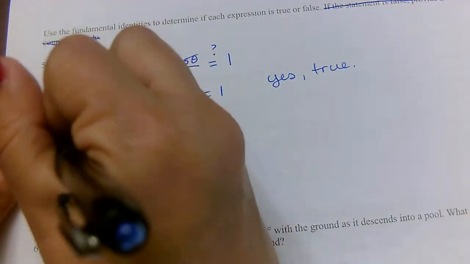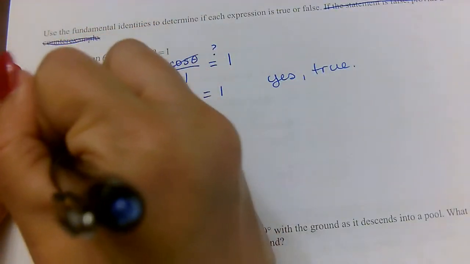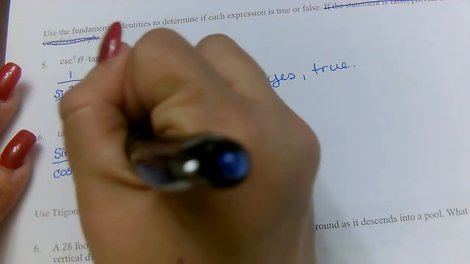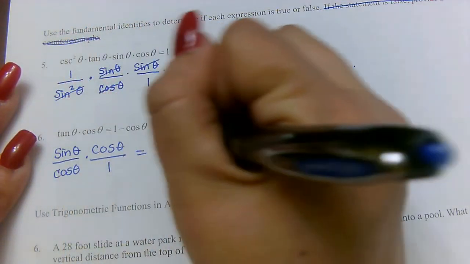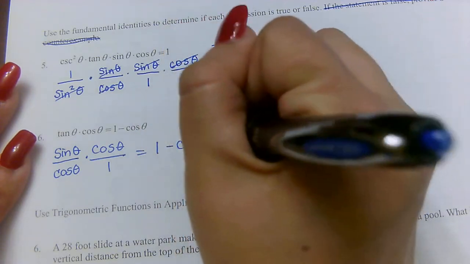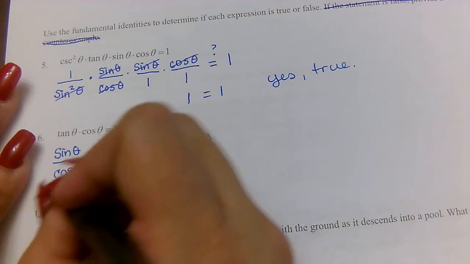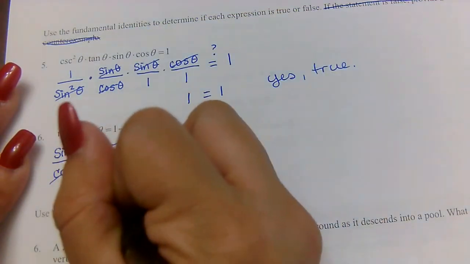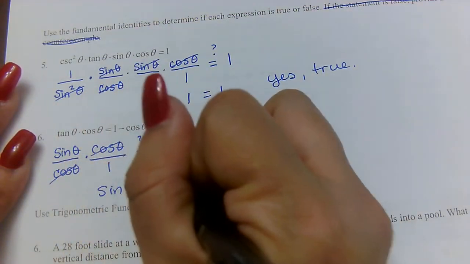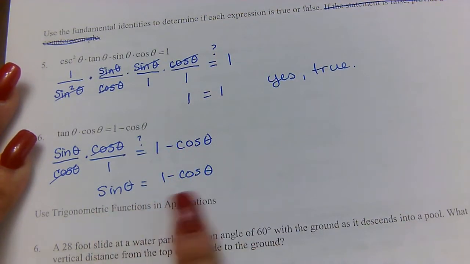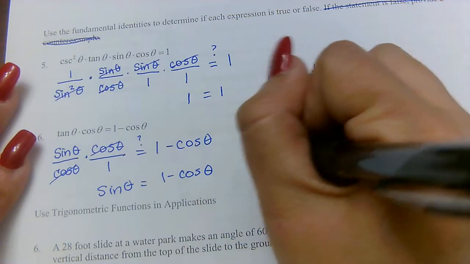Tangent. Well, we said that was sine theta over cosine, cosine I'm going to put cosine theta over 1. And it's saying it's equal to 1 minus cosine theta. And we're going to check if that's true. Well, our cosines definitely cancel. So does sine theta equal 1 minus cosine theta? Hopefully you can see that this is not the same. This is going to be a no.